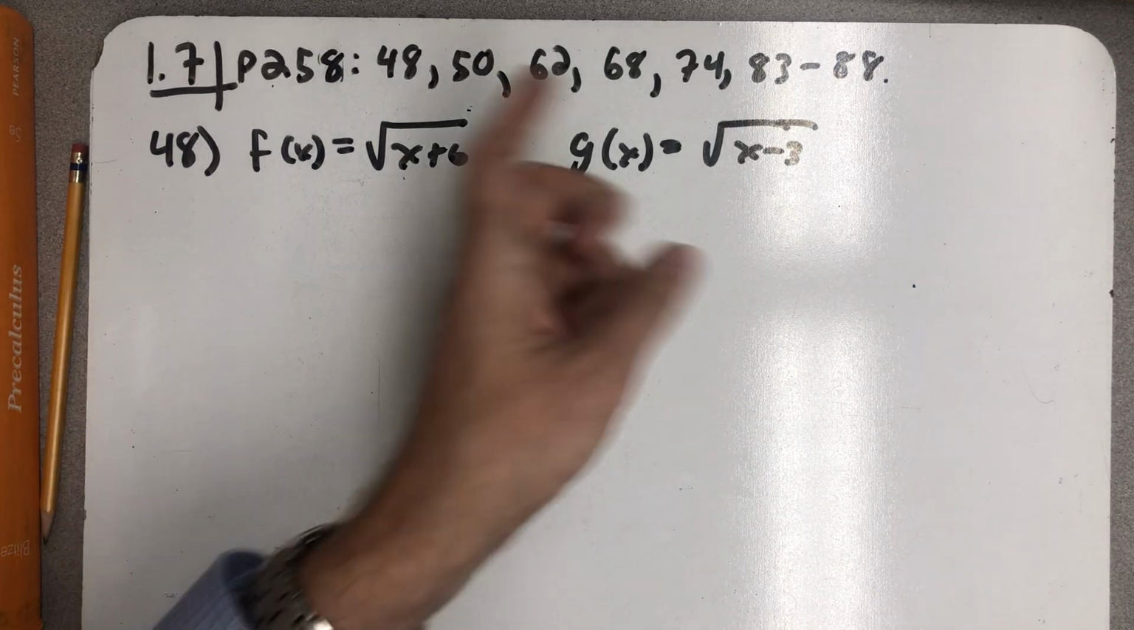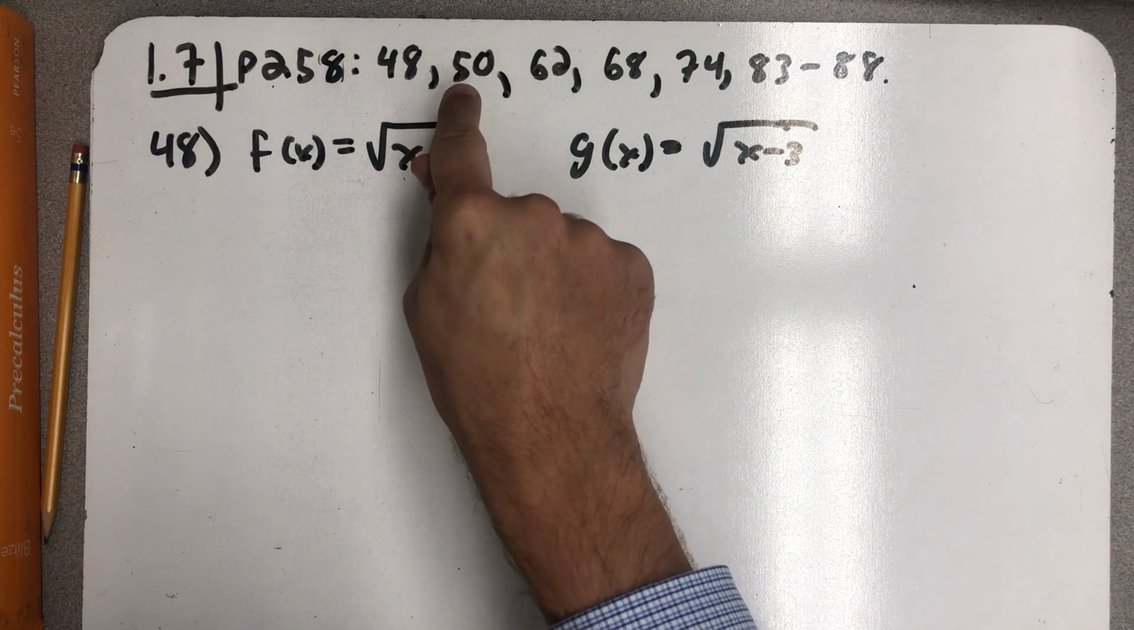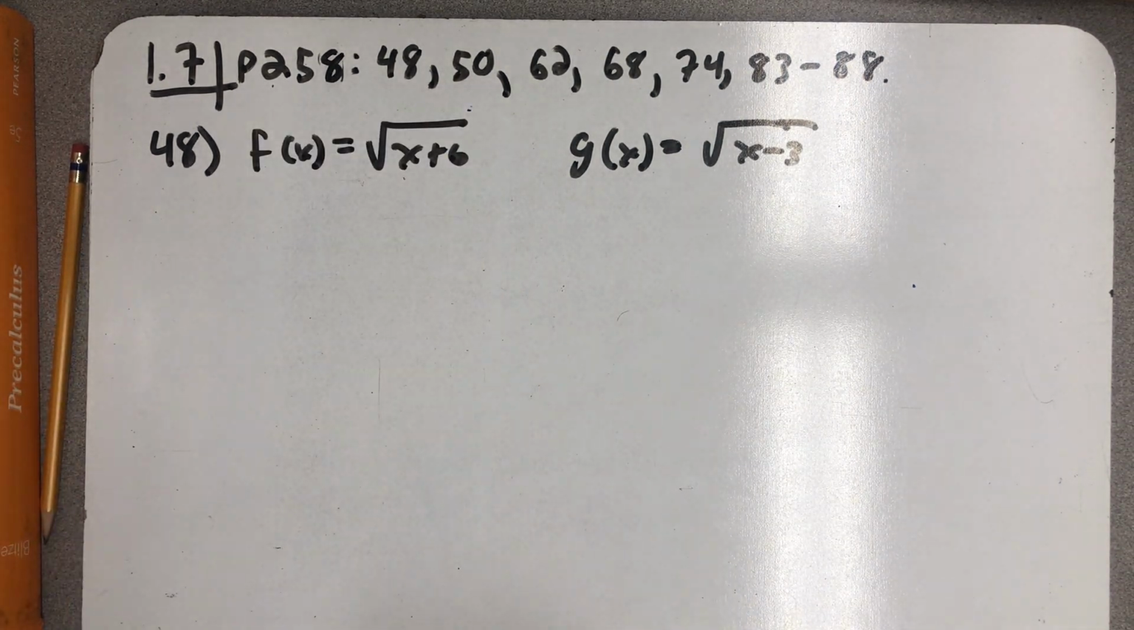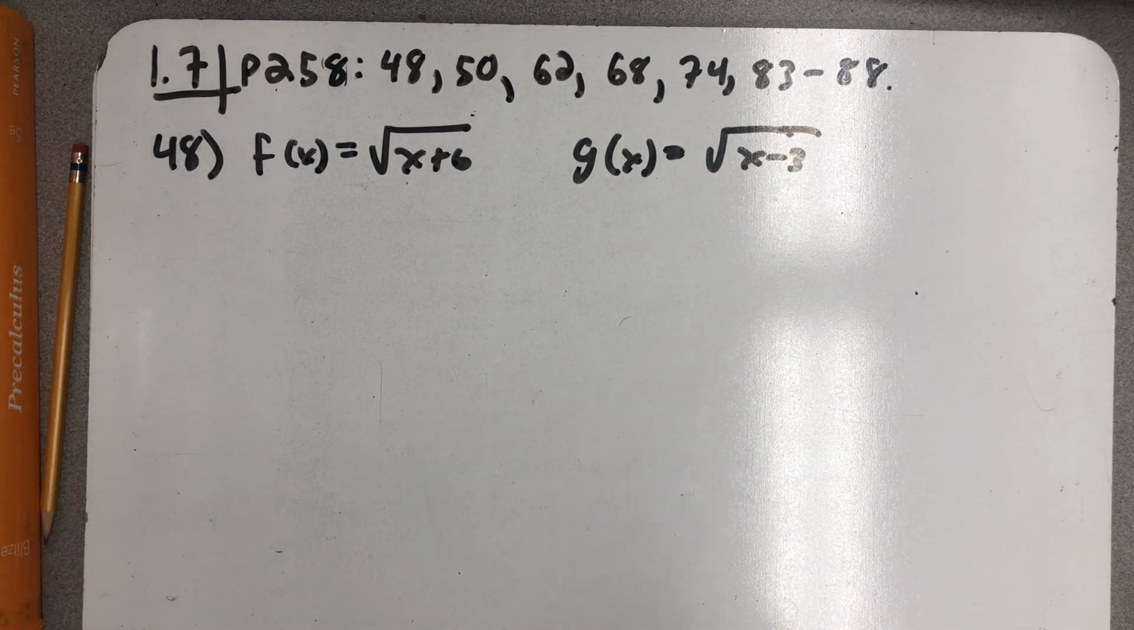In this video, I'm going to go over these problems on page 258 out of section 1.7. After I do number 50, I'm actually going to sneak one more example in there that's kind of like number 50, but to me is a little more interesting. So on page 258, to get started here with number 48, the instructions are: find the functions f plus g, f minus g, f times g, and f over g, and then determine the domains for each function.